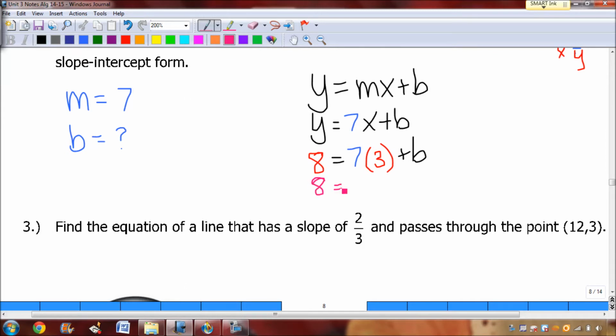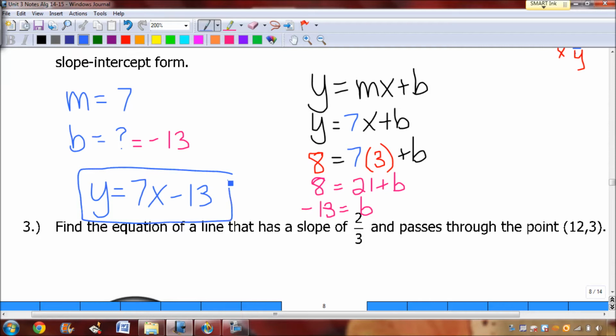So 8 equals 21 plus b. Subtract 21 from both sides, you get -13 equals b. So b is no longer a mystery. I know that b is -13. So I know that my final equation is going to be y equals 7x minus 13.